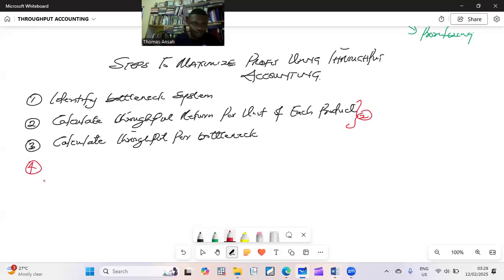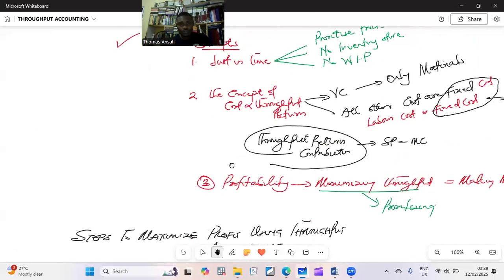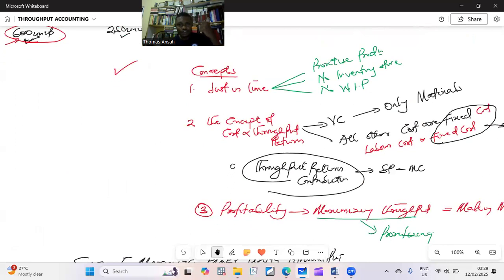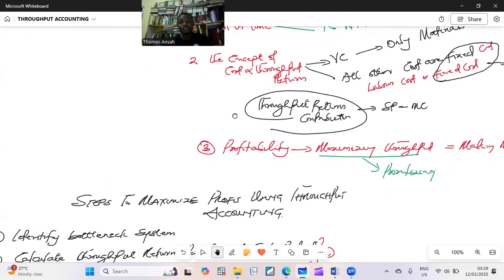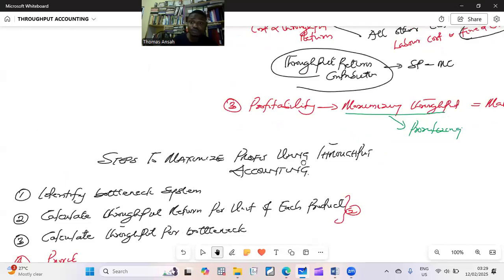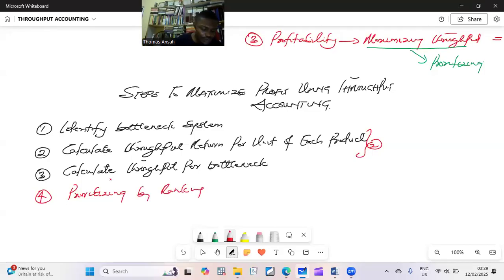But the next process is to rank it. Remember prioritizing? So prioritize. What I'm doing here is the same thing that I spoke about. The concept of just in time brings out the bottleneck. The concept of throughput return makes you calculate the contribution. Then profitability brings out the concept of prioritizing by ranking. So you rank it.